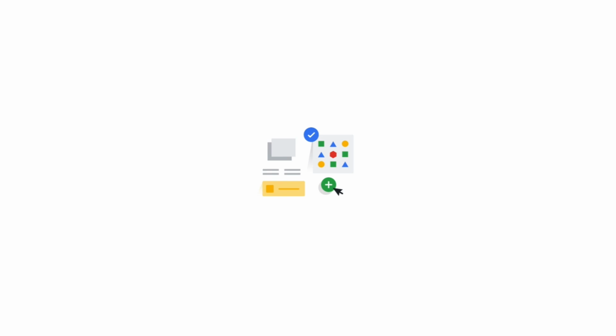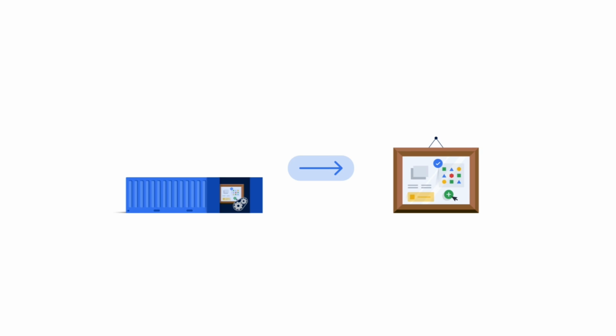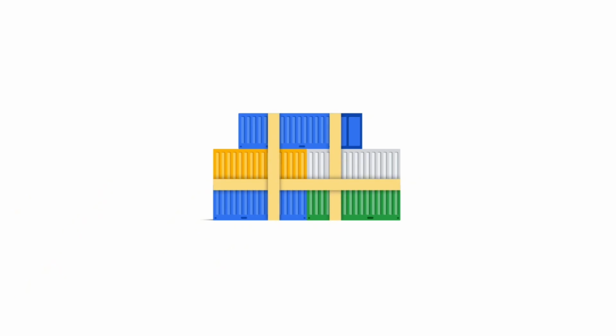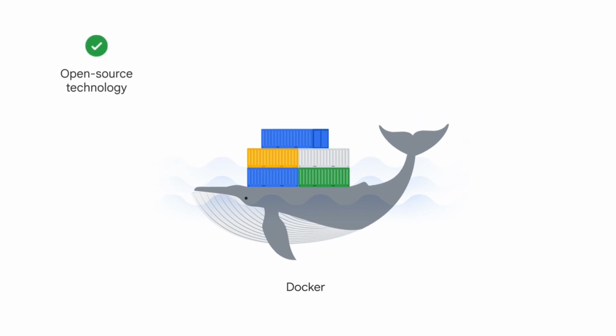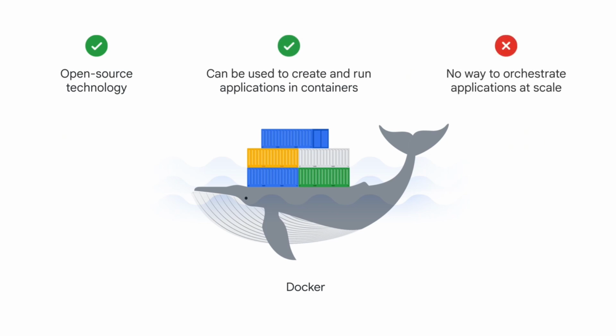An application and its dependencies are called an image, and a container is simply a running instance of an image. By building software into container images, developers can package and ship an application without worrying about the system it will run on. But to build and run container images, you need software. One option is Docker. Although this open source technology can be used to create and run applications in containers, it doesn't offer a way to orchestrate those applications at scale like Kubernetes does. Later in this course, you'll use Google's Cloud Build to create Docker-formatted container images.